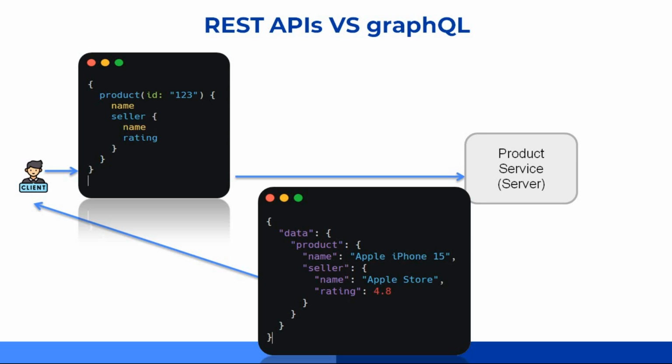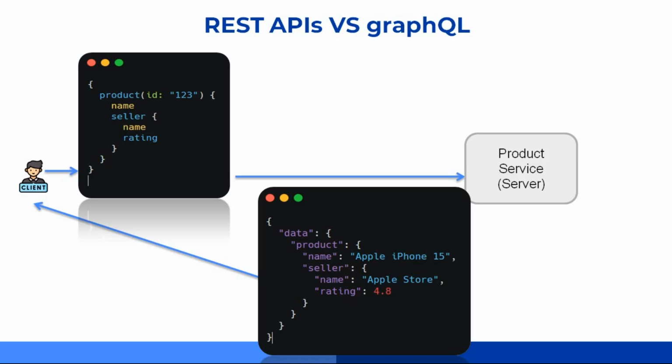So friends, let's quickly wrap this up. REST APIs are simple and widely used, but sometimes they bring extra overhead. You may need to make multiple requests to get all the data, and often you receive more information than you actually need. GraphQL, on the other hand, gives you flexibility and control. With a single endpoint, you can fetch exactly the fields you want, no extra, no less, and even get nested data in one shot.